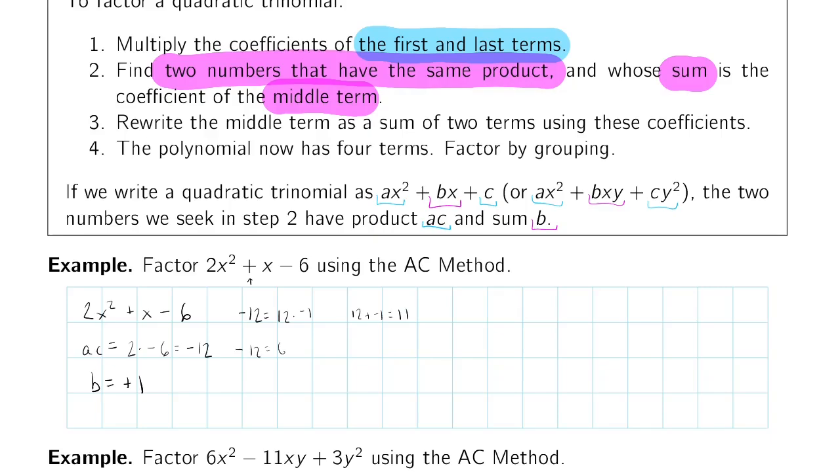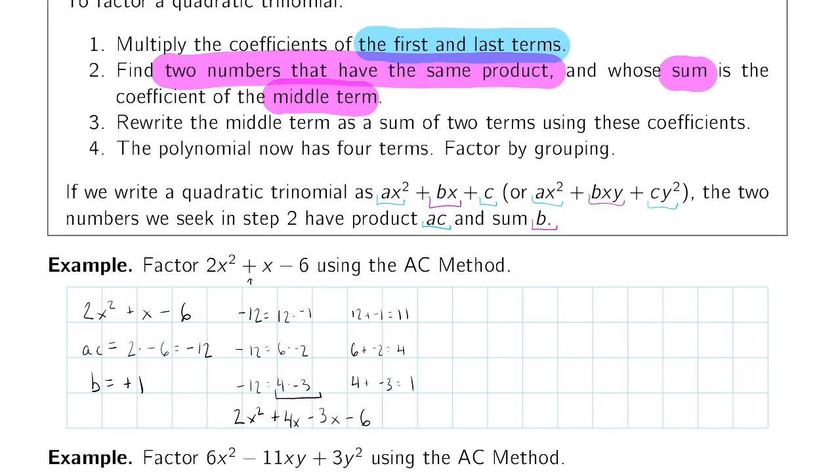Negative 12 is 6 times negative 2. 6 plus negative 2 is 4, not 1. Negative 12 is 4 times negative 3. 4 plus negative 3 is 1. Okay, so the two numbers I want are 4 and negative 3. So I'm going to rewrite my polynomial as 2x squared plus 4x minus 3x minus 6.